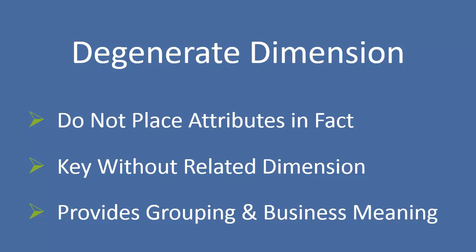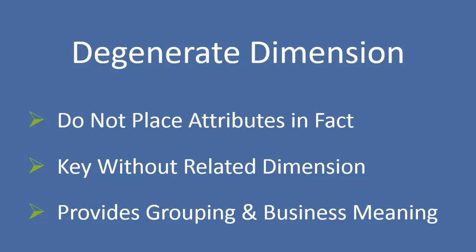Just to point out a couple of important points here. We do not place attributes in the fact table. The degenerate dimension is not a name that we give an attribute that we put in a fact table. It's not an excuse to put an attribute in a fact table. It is a key that does not have a related dimension. A good way to know that you may have a degenerate dimension is if you don't plan for one and you end up finding that your dimension is growing just as fast or nearly as fast as your fact table, then more than likely you've got a degenerate in there.